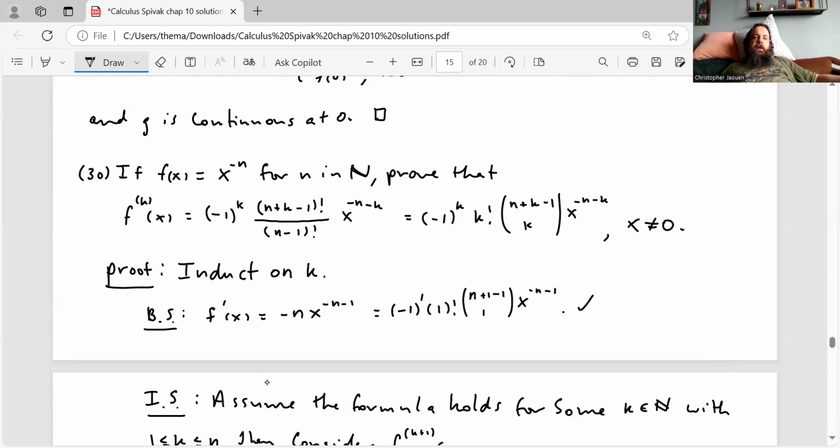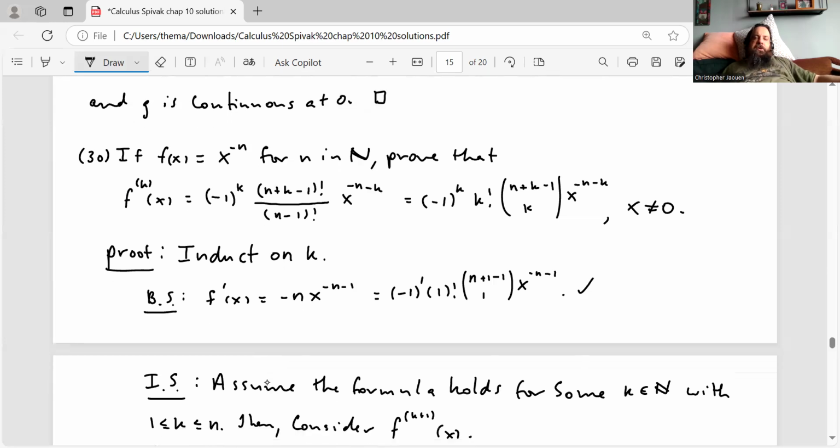Okay, question 30. If f of x is x to the minus n for n in the natural numbers, prove that the kth derivative of f evaluated at x is negative 1 to the k times n plus k minus 1 factorial over n minus 1 factorial times x to the minus n minus k. That's actually equal to, just to write it in a more convenient way, negative 1 to the k factorial times n plus k minus 1 choose k, times x to the minus n minus k for x not 0. And the proof is just an induction proof.